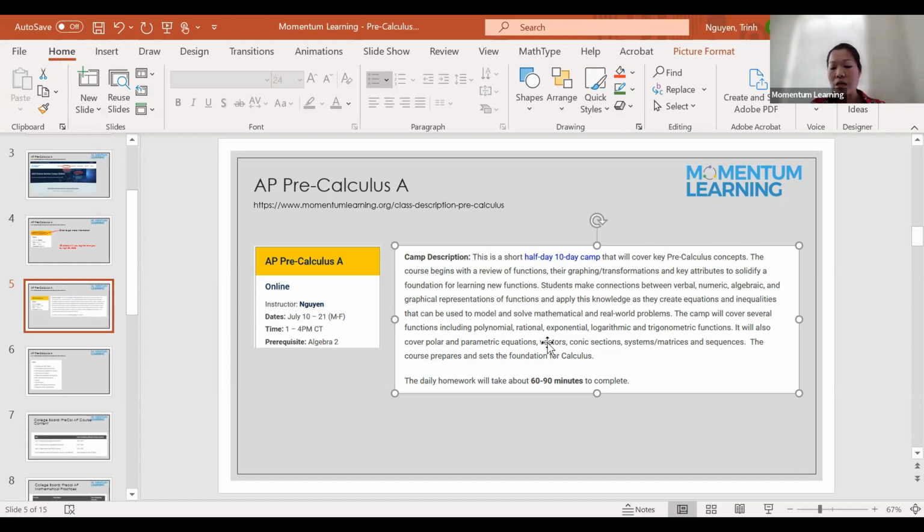But for me, normally at the end of the year, I also add limits and continuity, an introduction to calculus, because I would like my students to be ahead. So I introduce the first unit of calculus with my students before the final exam.